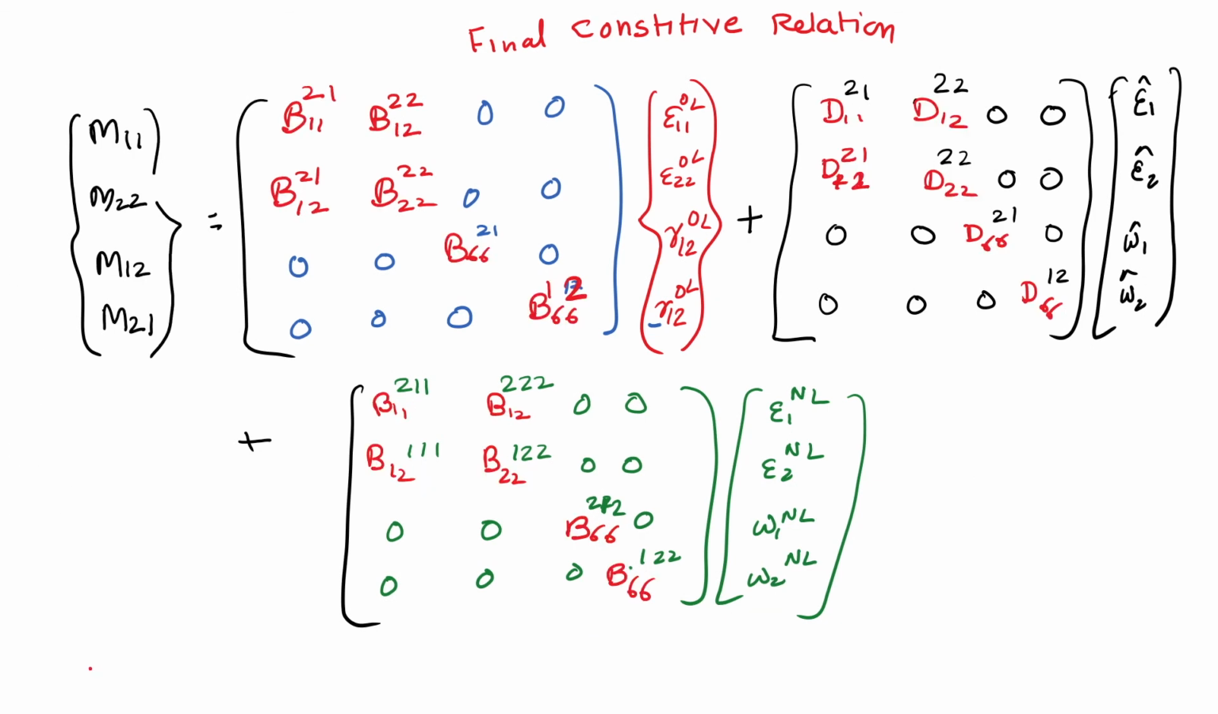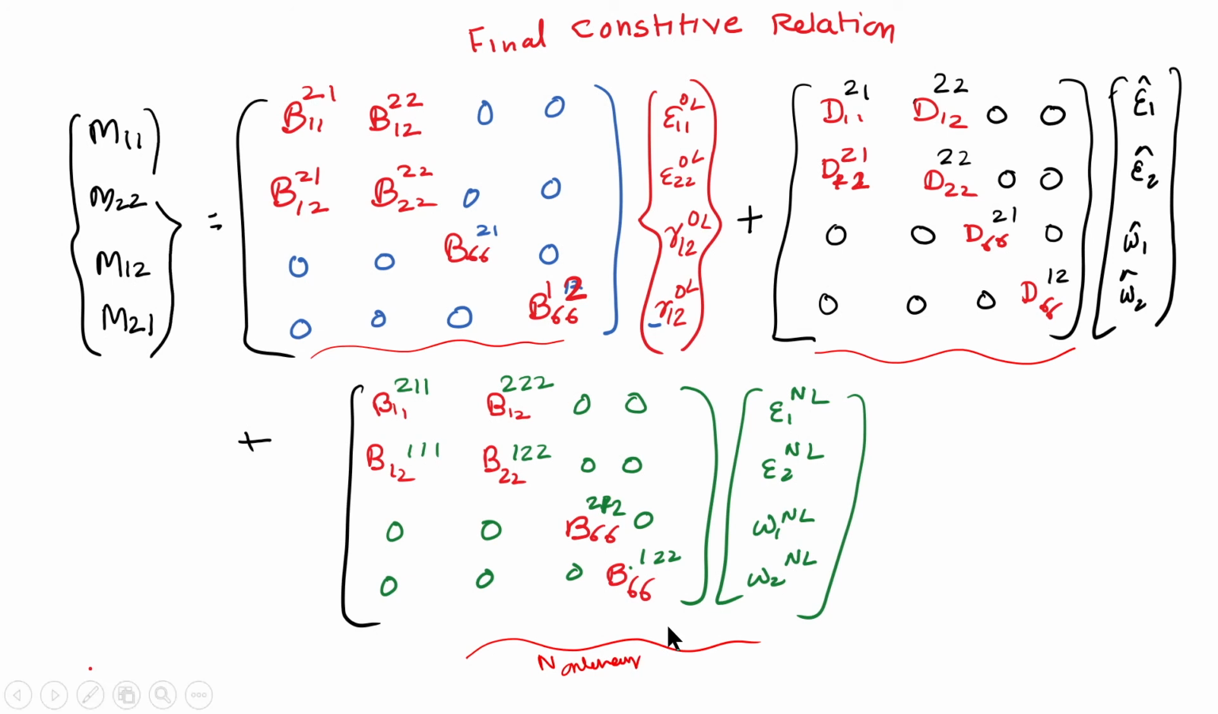In the same way the moments M11, M22, M12 and M21. So, we have to find them out, and we have arranged the B matrix and the D matrix, and the B11 coefficients 2, 1, 1, 2, 2 exist for a non-linear case. This is for bending, and this is called the stretching and non-linear part.